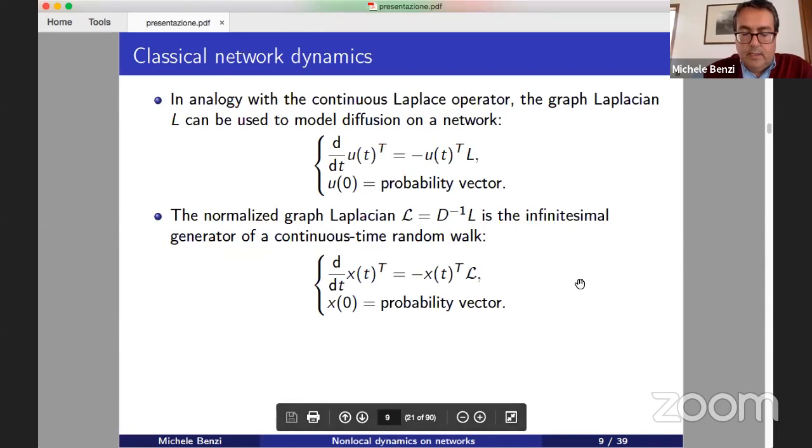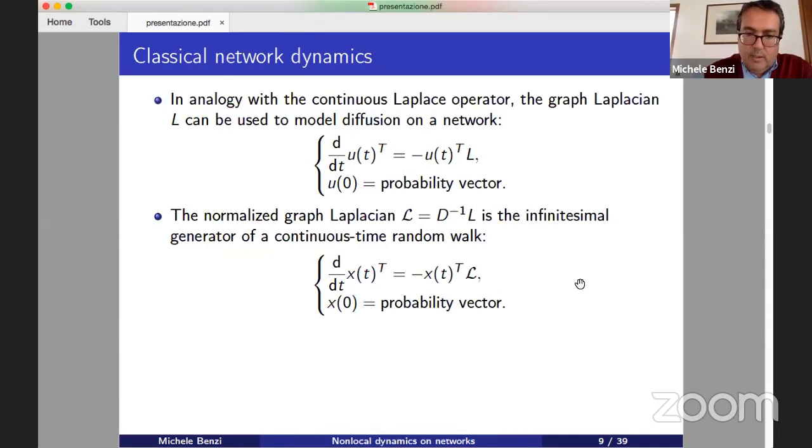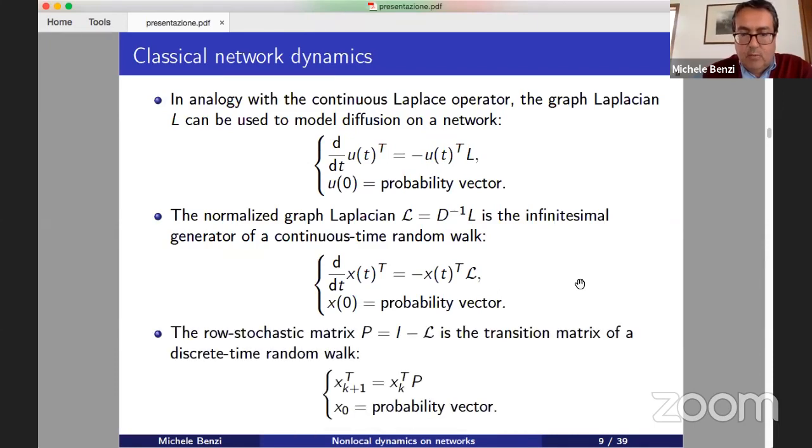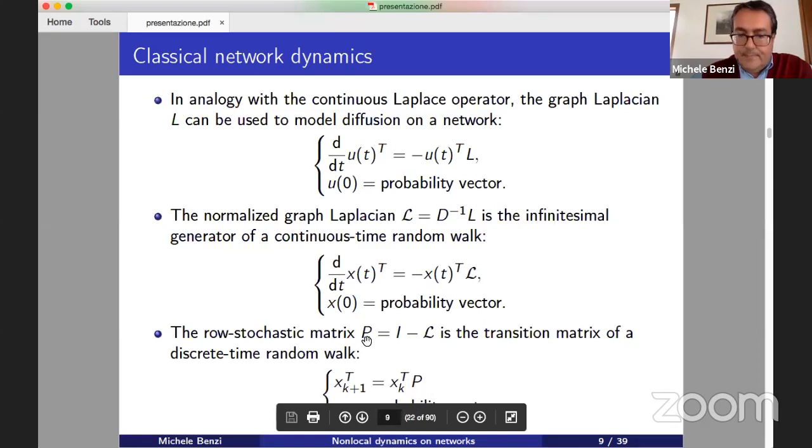I can also look at a discrete random walk instead of a continuous time random walk, observing that if I subtract this matrix L from the identity, I'm left with a row stochastic matrix. So this will be the transition matrix of a Markov chain, of a finite state discrete time Markov chain. And the evolution of the Markov chain is simply given by this fixed point type of iteration here.